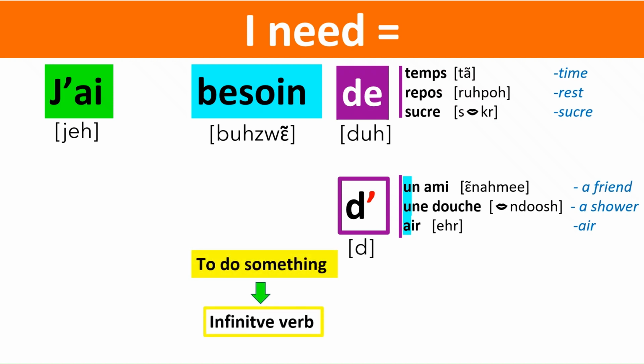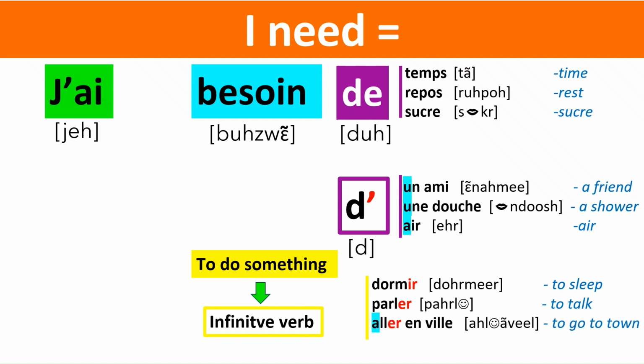And of course, if we need to do something, we are going to use an infinitive verb. J'ai besoin de dormir. J'ai besoin de parler. J'ai besoin d'aller en ville.